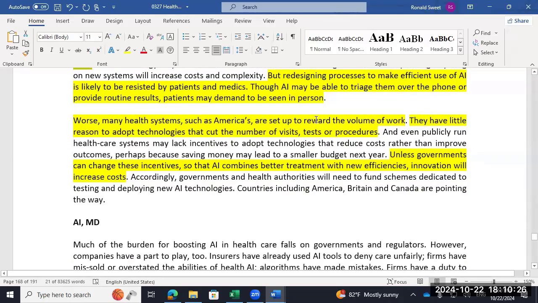Many health systems are set up to reward the volume of work. They have little reason to adopt technologies that cut the number of visits. I'm going to put that under inefficiency is encouraged.